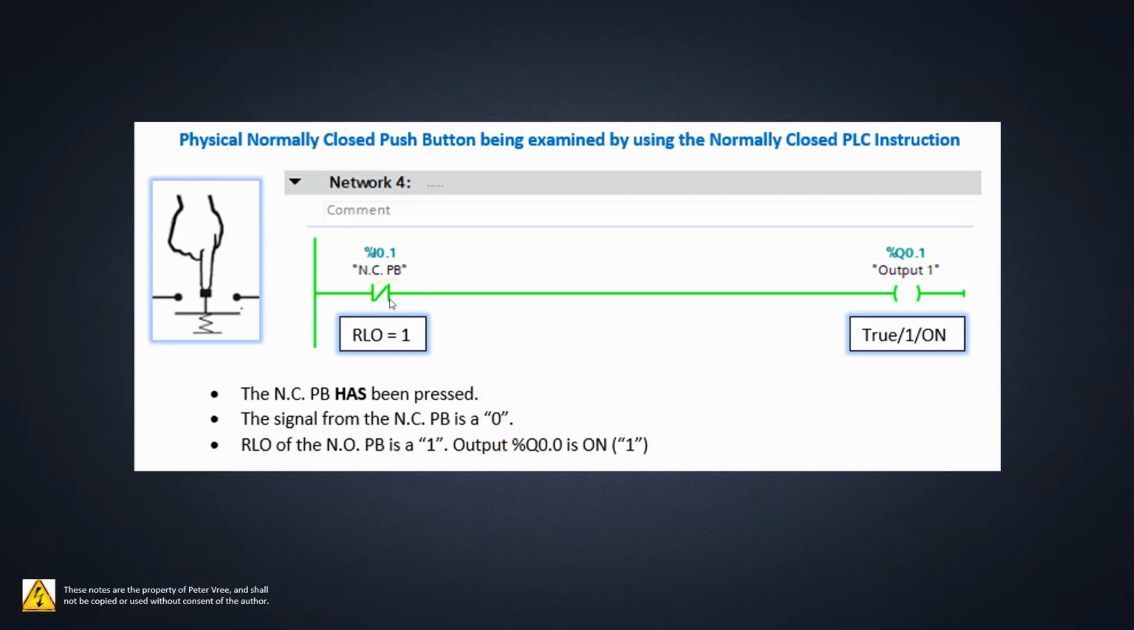This instruction, the normally closed PLC instruction, looks for the presence of a 0. I have a 0 in the memory corresponding to that input. I'm looking for a 0. Those two match, and so the result of logic operation for this is a 1, meaning that this is true. And if this is the only thing between here and the output, if this is true, then the output's true, meaning that the output just turned on, and the bit of information that corresponds to that output terminal, Q0.1, just went from a 0 to a 1.